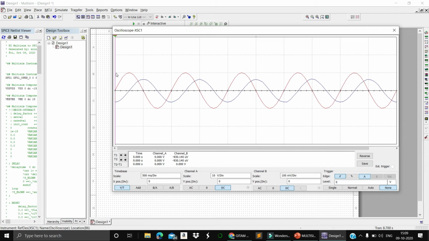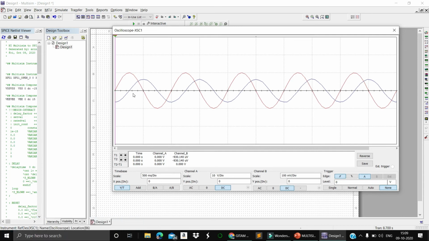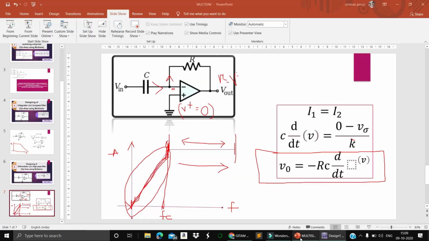My output would come in positive mode as cos theta, but I am considering the inverting configuration, right? So my output is minus RC into d by dt of sine theta. You keep the R and C values constant: minus of d by dt of sine t. D by dt of sine t is cos t. Instead of that, we have a negative sign, right? You can clearly observe this from the PPT, so this negative sign is there.